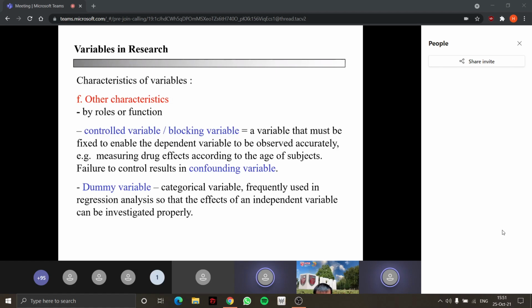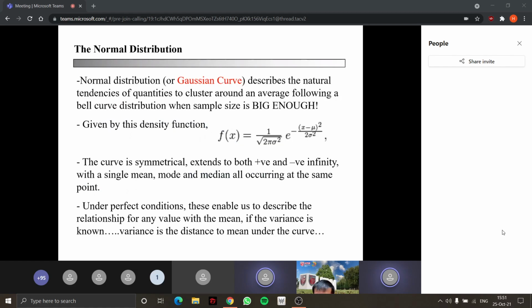The other one will be dummy variable, which is actually being used in regression analysis. Okay, regression analysis. Now, having said that, and having touched on the parametric and non-parametric, that means we are talking about normal distribution. Normal distribution is actually something that is important because it allows you to predict lots of things. And then normal distribution is also the principle upon which our statistical models are based. Without normal distribution, you will not have statistics. You will not have one-way ANOVA.